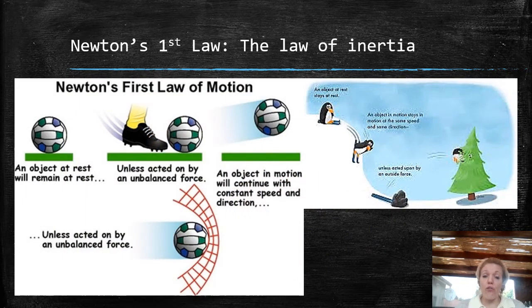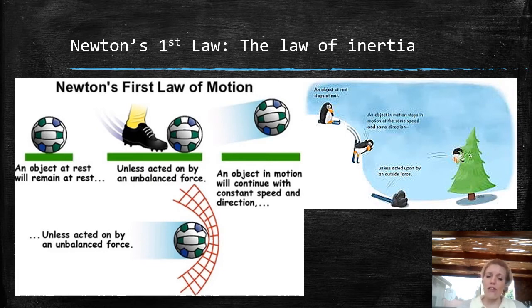Okay, so the first law that we're going to look at is Newton's first law, and this is the law of inertia. In the previous lesson, we went into what inertia is and how it's a tendency to resist any sort of change. There are 2 pictures here, a soccer ball and a penguin that is sliding down a snow slope, and both of these pictures show Newton's first law.